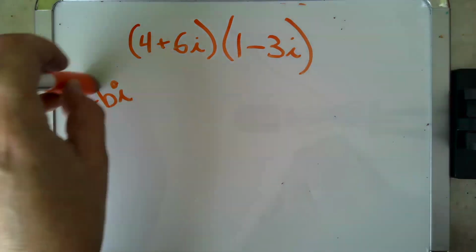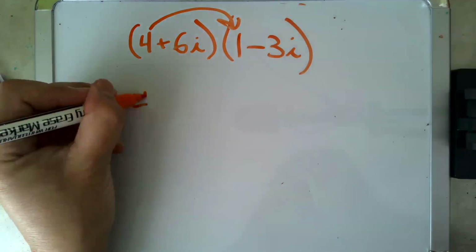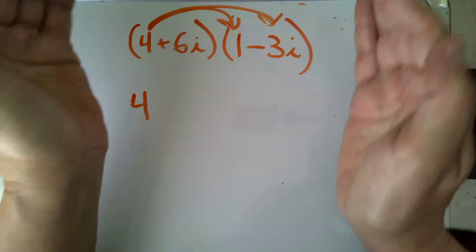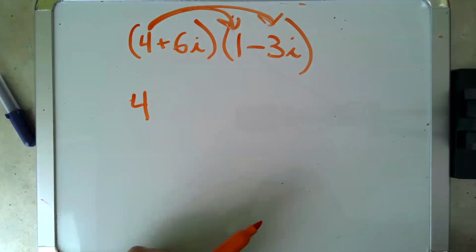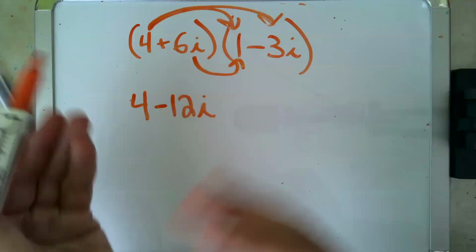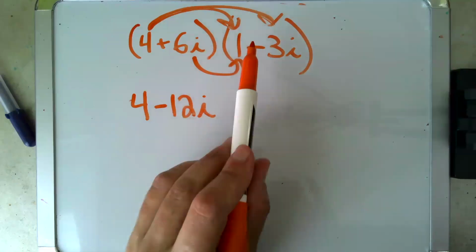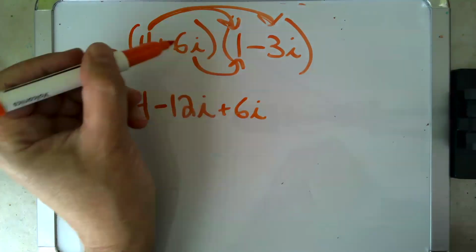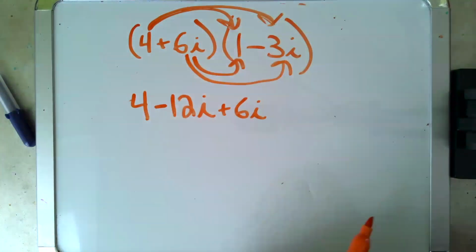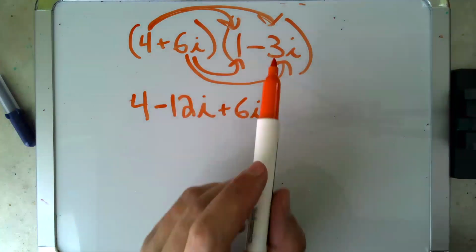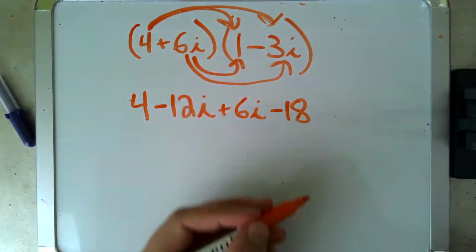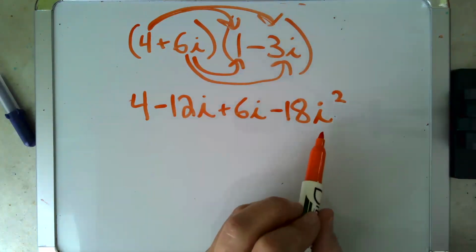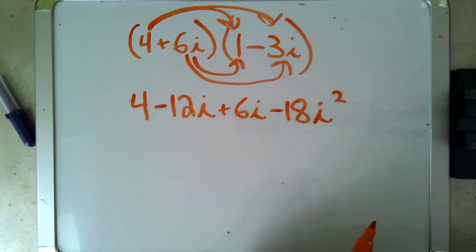Otherwise, let's go ahead. Firsts, 4 times 1, or 4. Outsides, outsides meaning closest to the outside of this whole set, 4 times -3i. Insides, meaning closest to each other, 6i times 1. And finally, lasts, meaning the last in each set of parentheses, 6i times -3i. Well, 6 times -3 is -18, and i times i is i squared. I always take this step and write the i squared in.